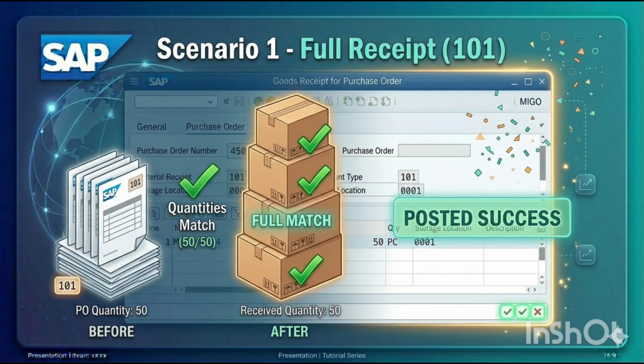In real life, always take the physical count and match it with the PO before posting. Also, check for any damage during receipt and note it down. Full receipt is simple but requires attention to details like storage location and batch management if the material is batch managed. This scenario closes the PO line items completely and all the quantities in the PO are received in full and the same stock is updated in the warehouse systems. So now we are going to the second scenario.